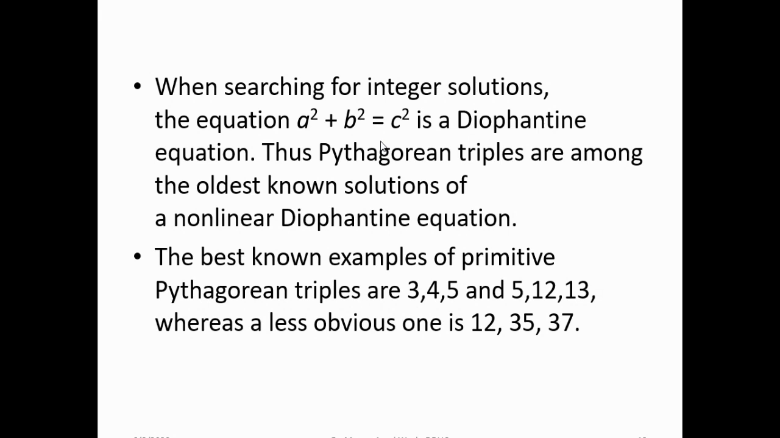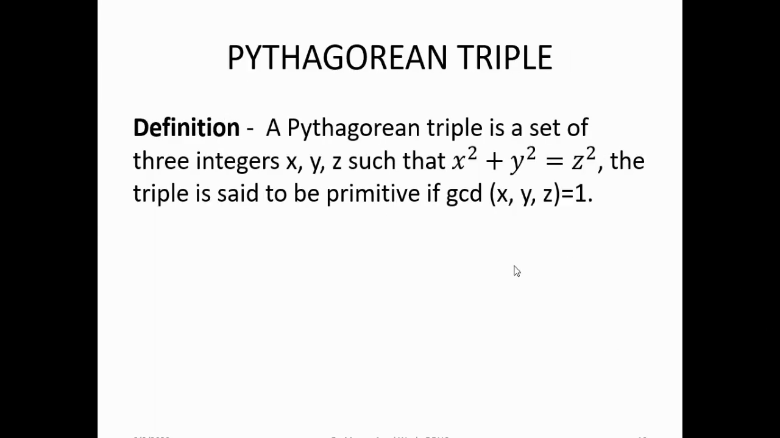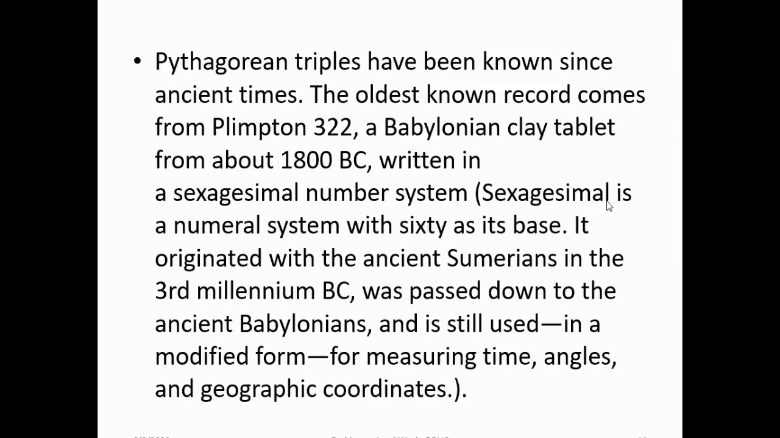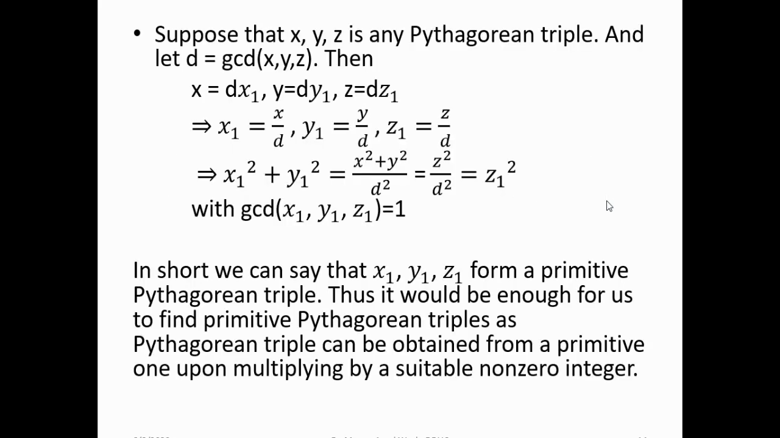The best known examples of primitive Pythagorean triples are 3, 4, 5 and 5, 12, 13, whereas a less obvious one is 12, 35, 37. So these are Pythagorean triples. Note that any Pythagorean triple can be obtained from a primitive triple. So what is a primitive Pythagorean triple? One where x, y, z, these three numbers, are relatively prime. So we are saying that any Pythagorean triple can be obtained from a primitive triple upon multiplying by a suitable non-zero integer.